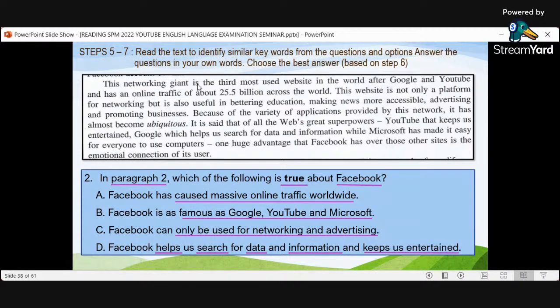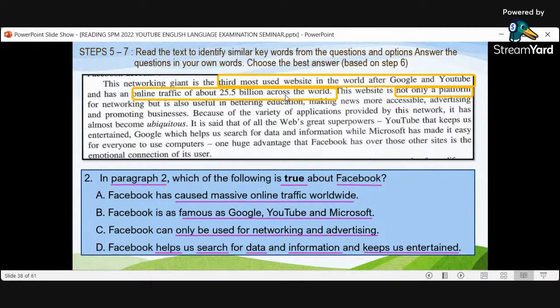The network giant is the 3rd most used website in the world after Google and YouTube. Okay, so is it as famous or not? It's 3rd, alright? And the online traffic of about 25.5 billion across the world. This website is not only a platform for networking, but is also useful in bettering education, making news more accessible, advertising and promoting businesses. So there are a lot of things that this website Facebook is good for.